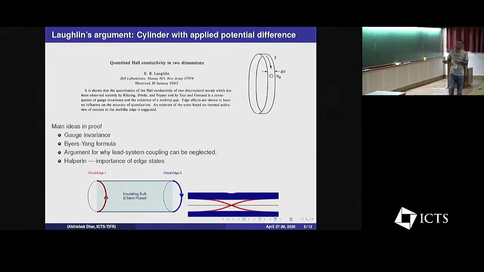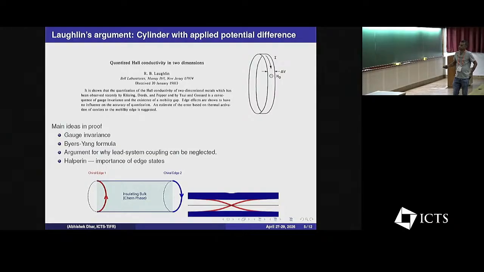So you have to argue why this lead system coupling can be neglected, and this is something he did. Okay, so this is Laughlin's proof. And then there was a paper by Halperin which argued for the importance of edge states.